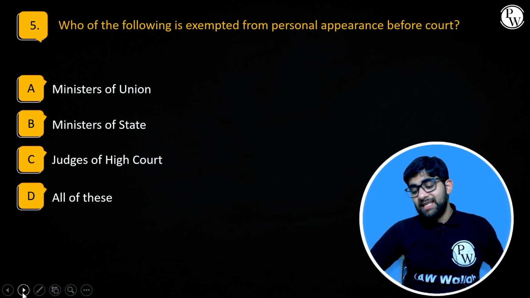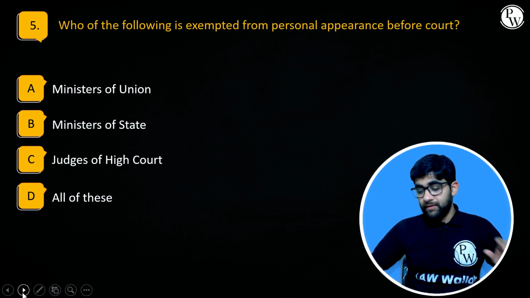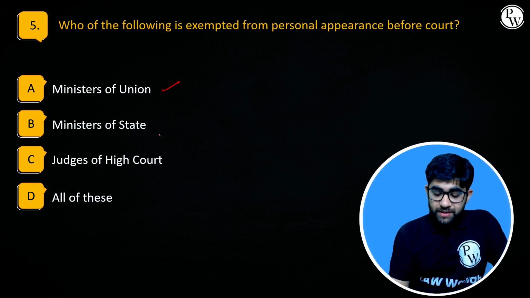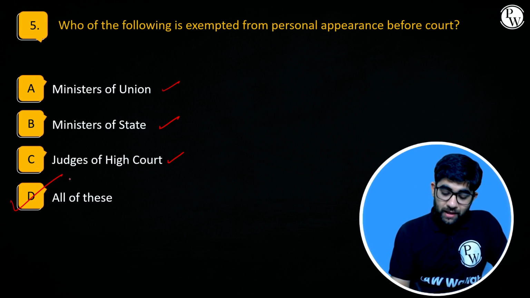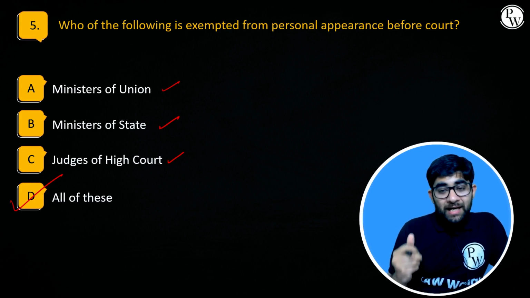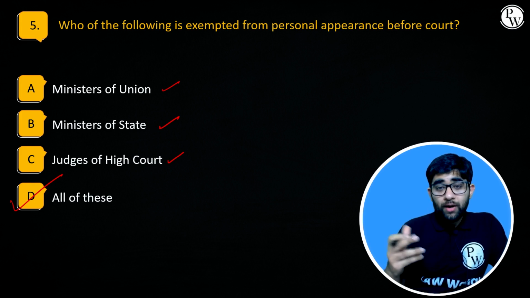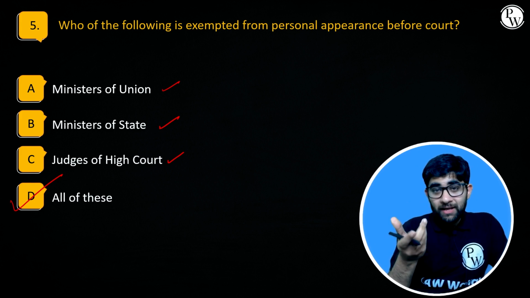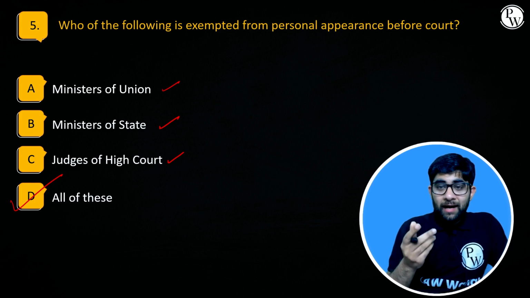Who of the following is exempted from personal appearance from the court? Ministers of union, yes. Ministers of state, yes. Judges of high court, yes. See, judges of High Court, I know, because in one of the matters, a judge of High Court was summoned and he moved an application for the same, and he was exempted.